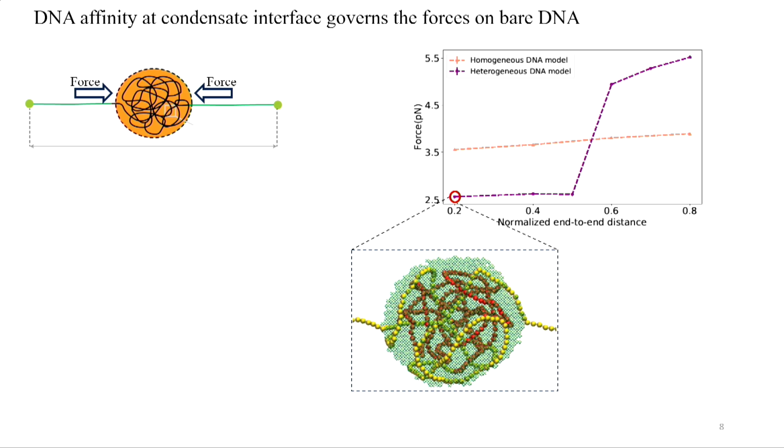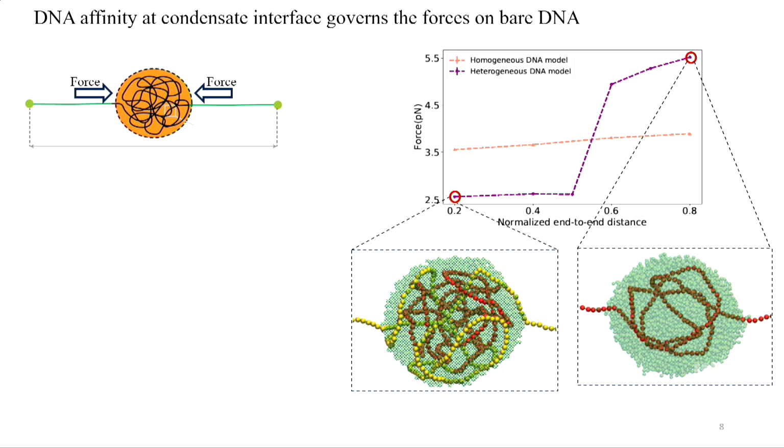But exactly what is happening is shown here. When you have lower end-to-end distance, your weak regions, which are shown in yellow here, form the interface. But when you increase the end-to-end distance, you are basically stretching the DNA so that the red regions, which were earlier inside the condensate, are now coming out on the surface. And that is why, because they have higher interaction with the protein, they are exerting more force.